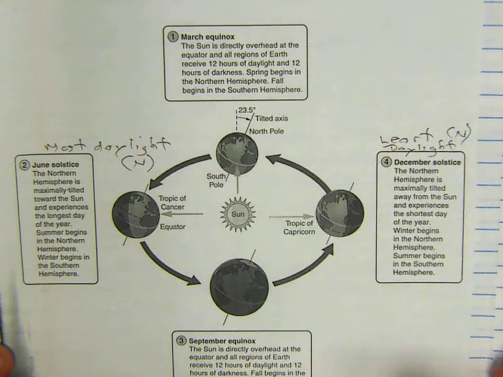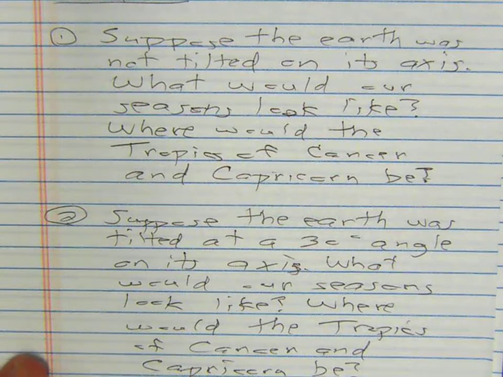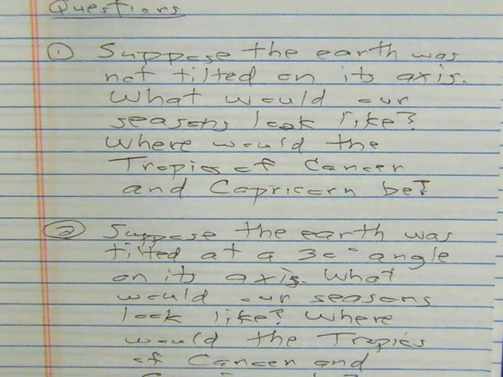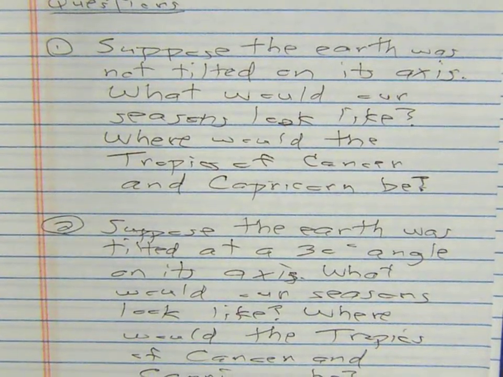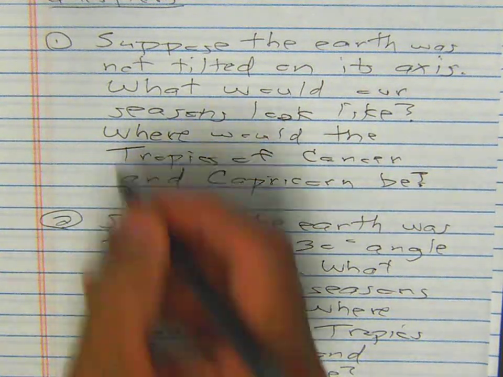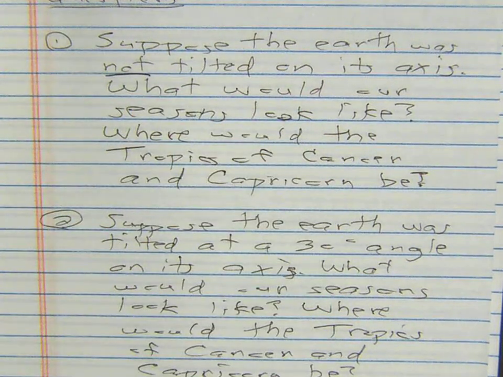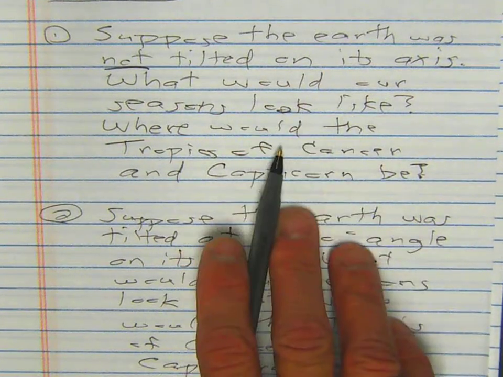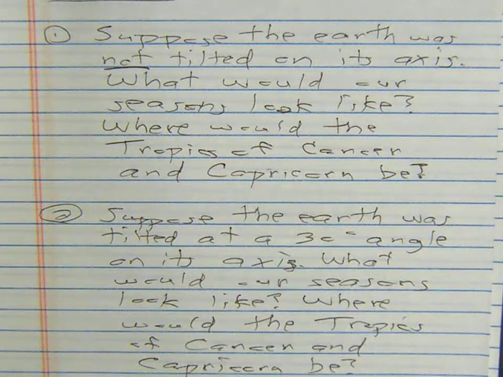The other impact, I'd like you to think about two questions, and we can talk about this in class. We know that the Earth's axis is tilted 23.5 degrees. The first one is, suppose the Earth was not tilted on its axis. Suppose it stood straight up, 0-degree tilt, as it revolved around the sun. What would our seasons look like? And where would the tropics of Cancer and Capricorn be?